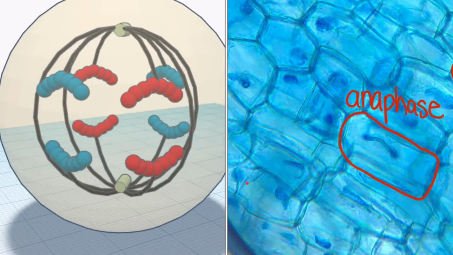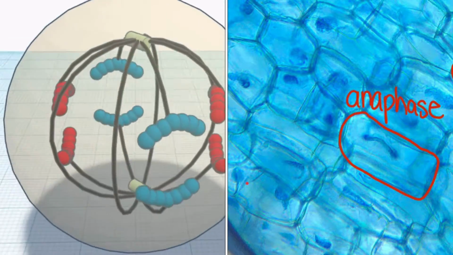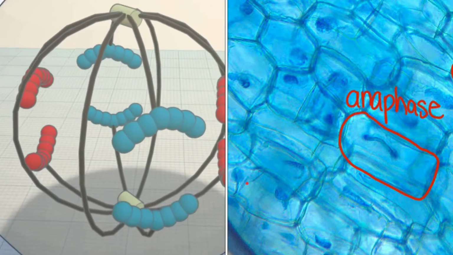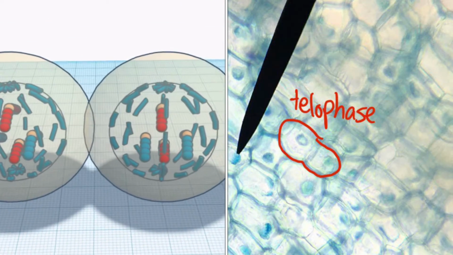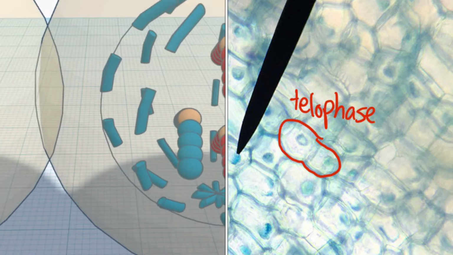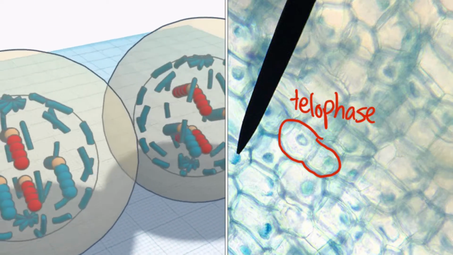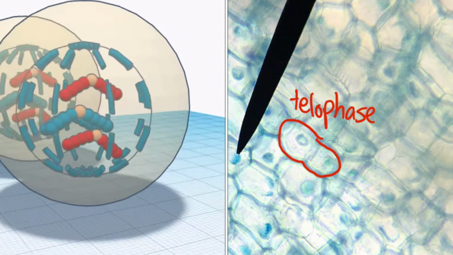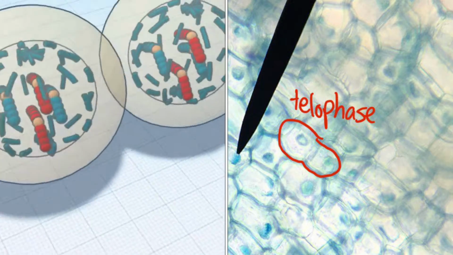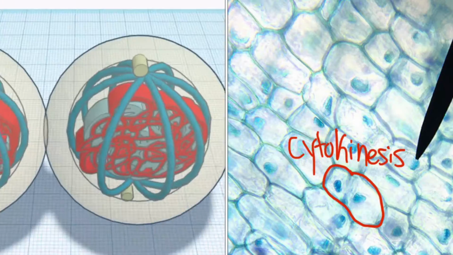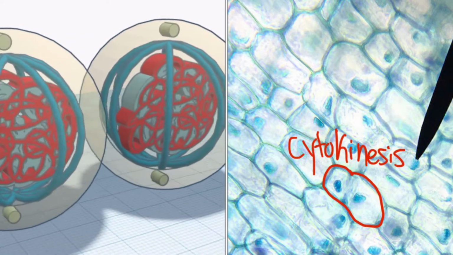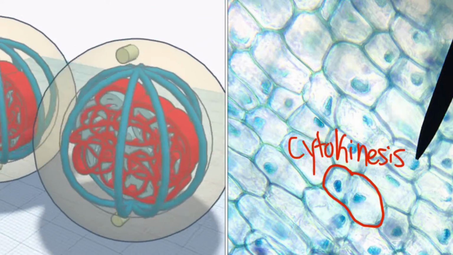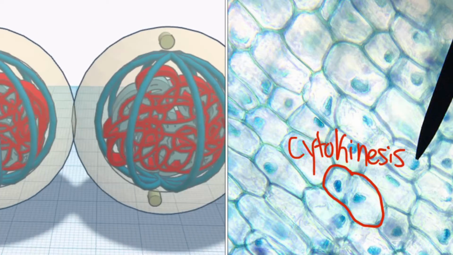In the next phase, anaphase, the copies of DNA become separated and go to each end of the cell. The next stage of mitosis is called the telophase. Within this stage, 2 nuclei form, and each nucleus contains a complete copy of the cell's DNA. The last stage of mitosis is cytokinesis, where the cytoplasm is divided and separates to form 2 new cells.